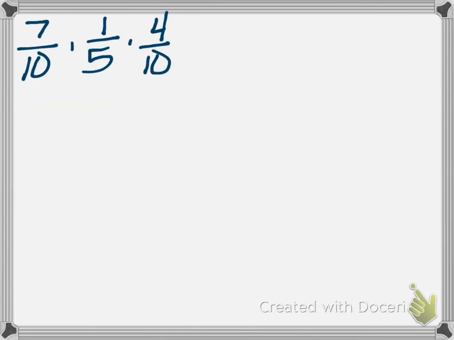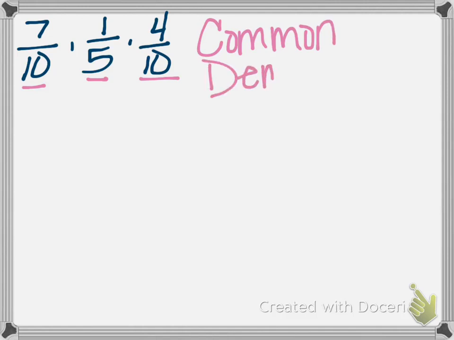Now I have a list of fractions, 7/10, 1/5, and 4/10. I'm going to look at my numerators, I'm going to look at my denominators, 10, 5, and 10, and I'm going to come up with a common denominator. So, what is a multiple or a number that these all have in common?